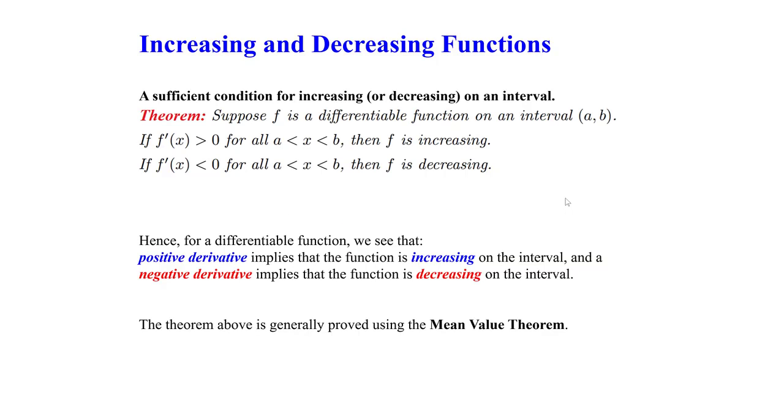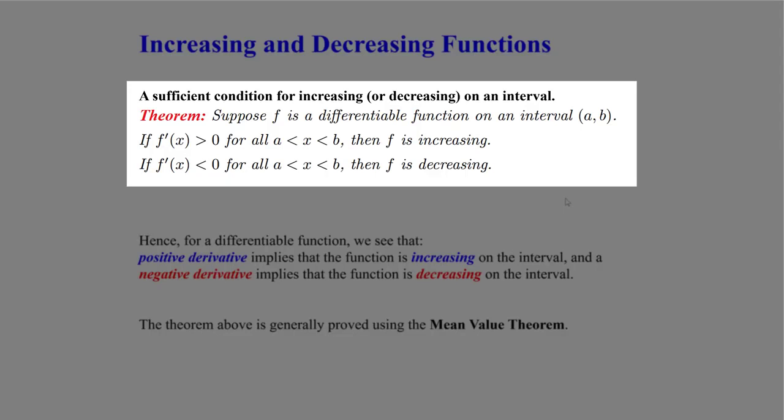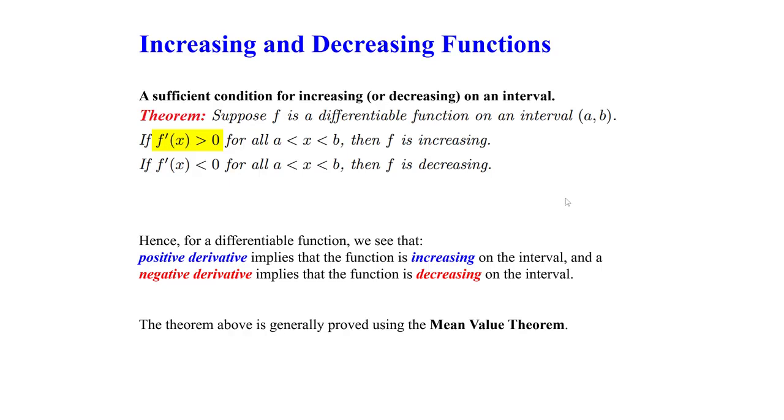So a theorem. How do we determine if a function is increasing or decreasing on an open interval? A sufficient condition, it's not necessary, but a sufficient condition is that if f prime is positive for all x in the interval, then f is increasing. Conversely, if the derivative f prime is negative for every x in the interval, then the function is decreasing on the interval. So, in summary, a positive derivative implies the function is increasing. A negative derivative implies the function is decreasing.